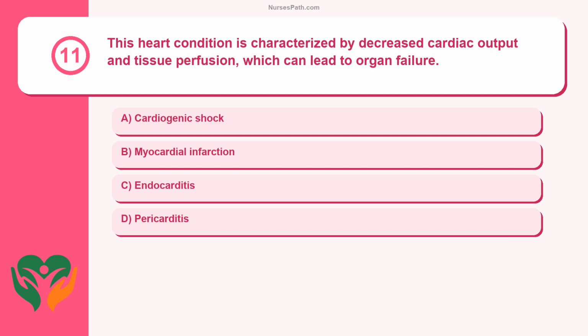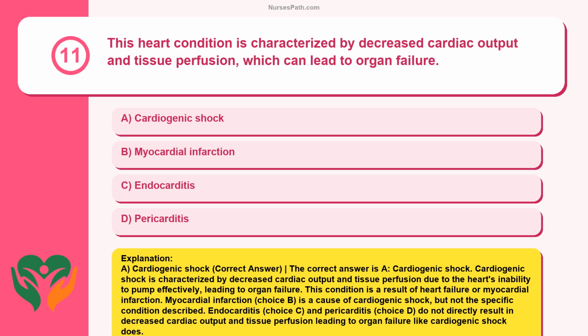Question 11. This heart condition is characterized by decreased cardiac output and tissue perfusion, which can lead to organ failure. Cardiogenic shock. Myocardial infarction. Endocarditis. Pericarditis. A. Cardiogenic shock. Correct answer. The correct answer is A.